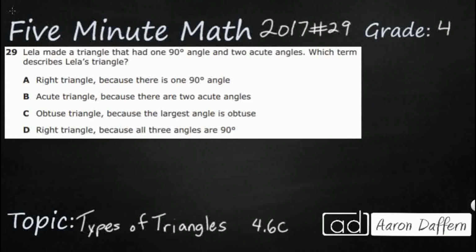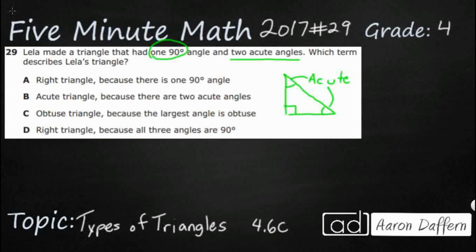So we have a triangle that has one 90-degree angle and two acute angles. So we can even draw that triangle if we wanted to, or we can draw something that we think might look like that triangle. So it's going to have one right angle, and then these two are going to be acute angles. I'm just going to put acute simply because they are smaller than 90 degrees.